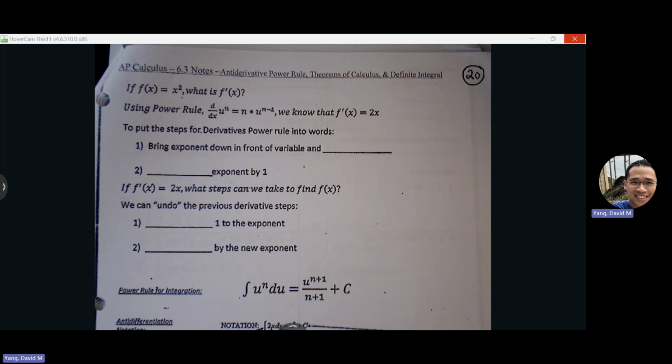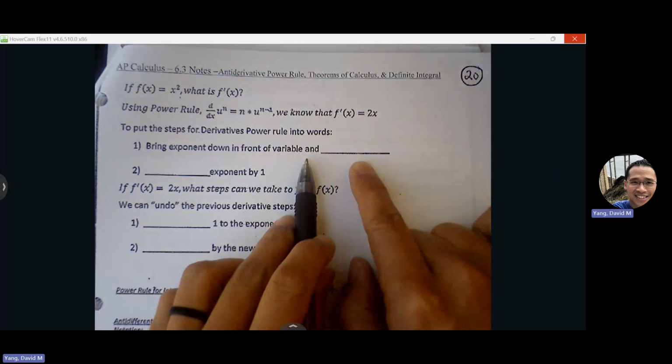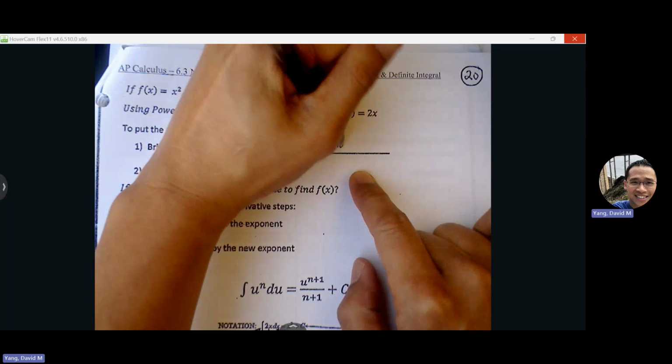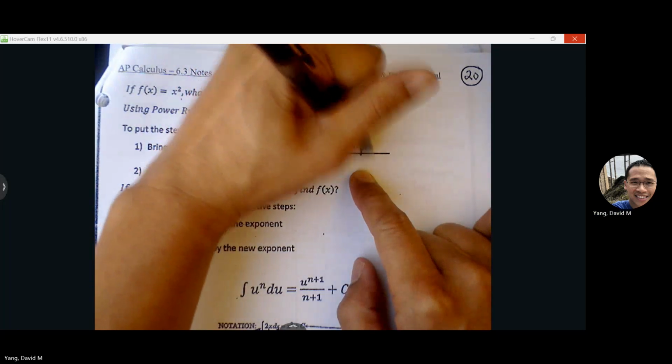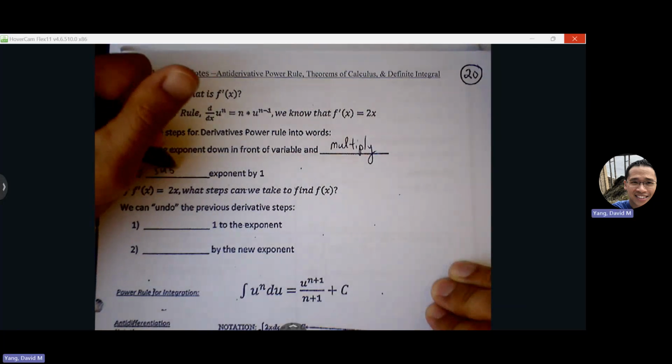If I had the function x squared, my derivative would just be what? 2x, right? And the process that we go through is we bring the exponent down in front of the variable and then we multiply. And then what do you do with the original exponent? Subtract one. Good.